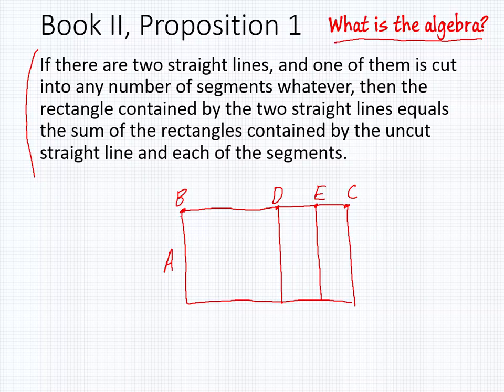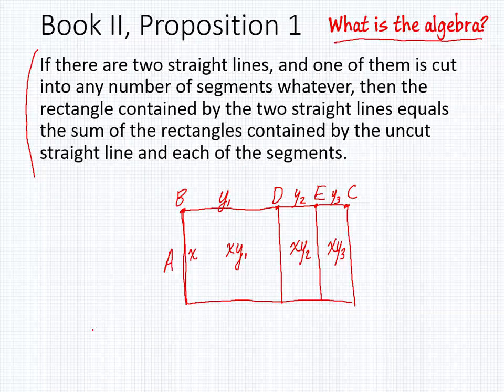Let's suppose that we represent the length of side A as length x. And then we represent the segment BD as y1, the segment DE as y2, and this last segment between E and C as y3. Then we can calculate the area of each of these regions. The area of this first one is x times y1, and the area of this second one is x times y2, and the area of this third one is x times y3.